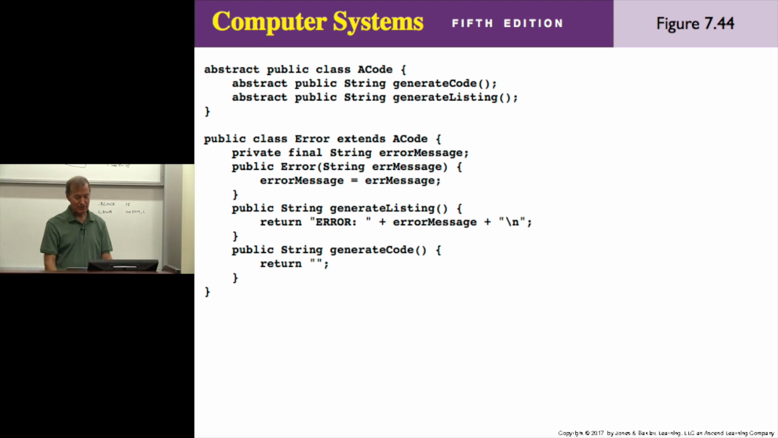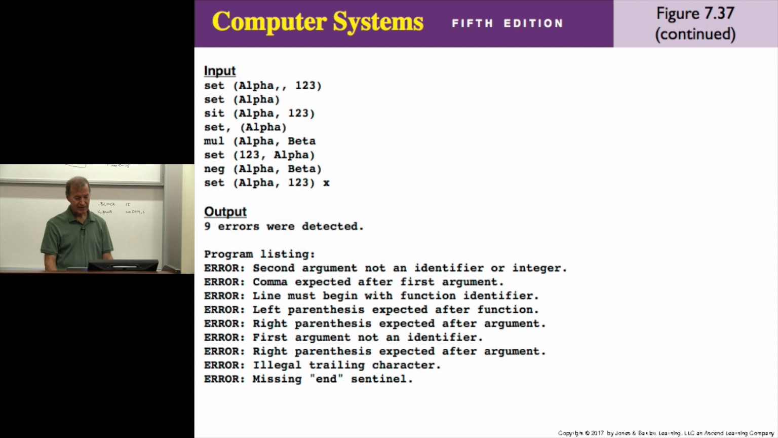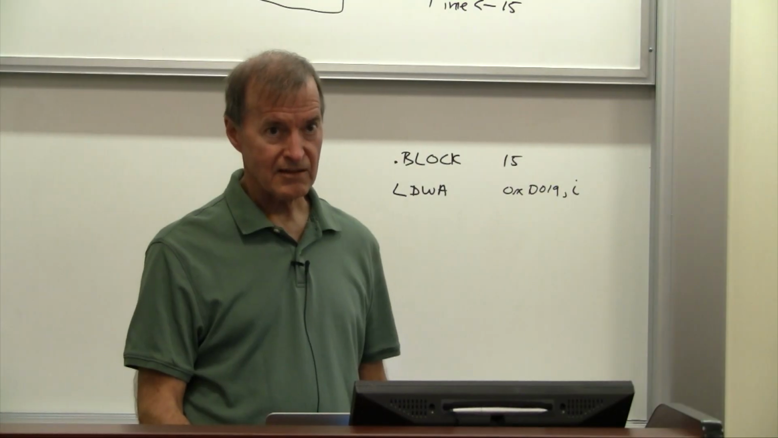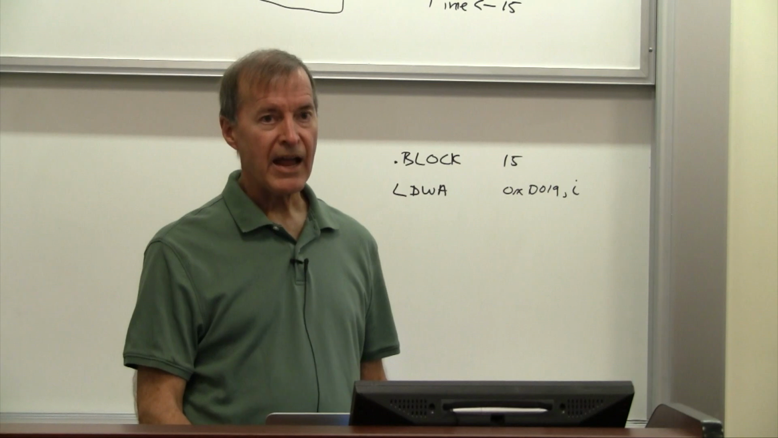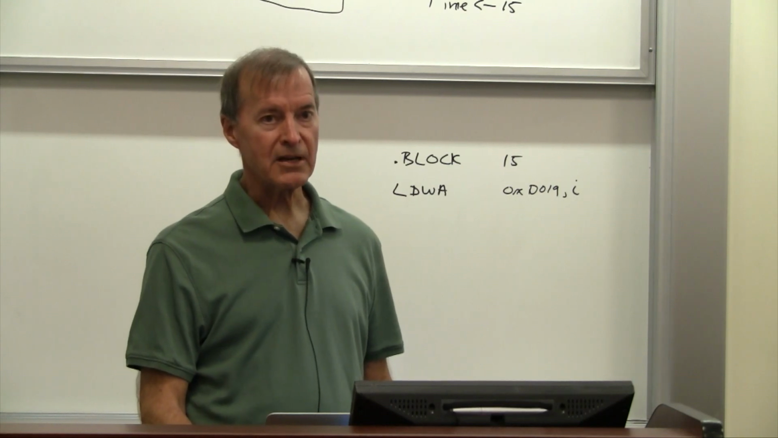So why is that? That's what is responsible for doing this in figure 7.37. Program listing, error, second argument not an identifier or integer. You see that second argument not an identifier or integer, that's going to be the attribute of an error code. Does everybody see that? So that part will be identical. Set that in the parser. And when you construct, we'll see that in a minute.